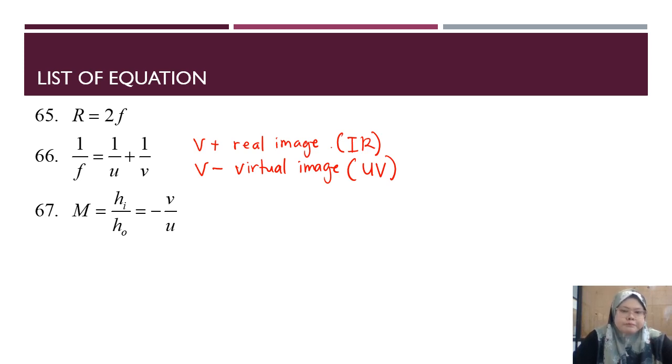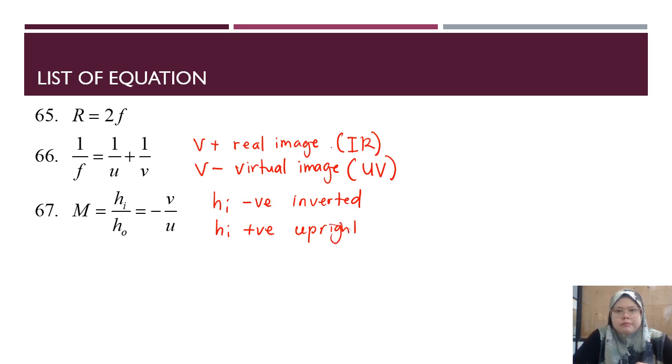We look at equation 3, which is magnification. Untuk real image, HI akan jadi negatif. Kenapa negatif? Because of real image dia inverted. Sebab tu saya suruh you ingat IR. Bila real image dia akan inverted. Kalau you punya image tu virtual, HI tu akan jadi positif. Kenapa HI tu positif? Because dia virtual dan upright.